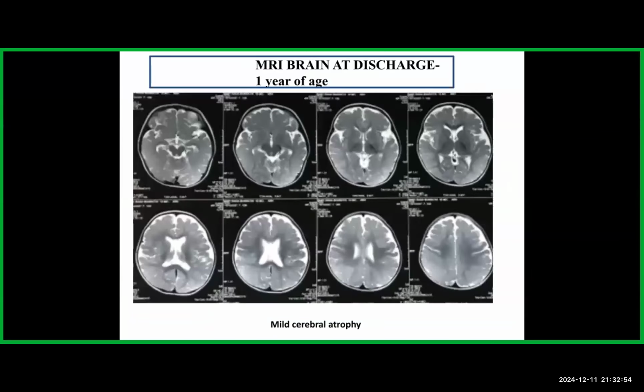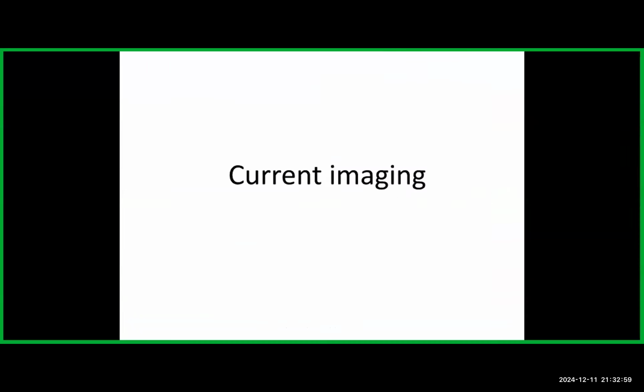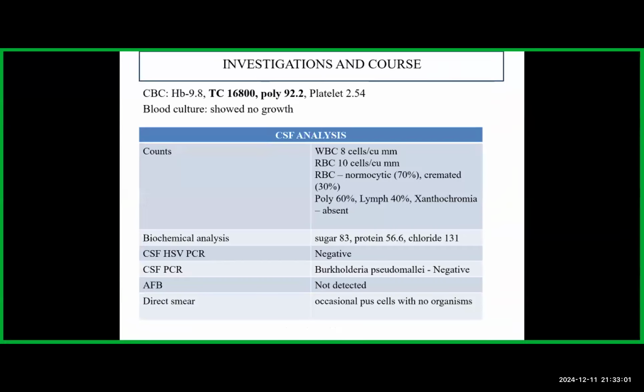This was the MRI done at 1 year of age. We could see mild cerebral atrophy noted in the frontal region. The current imaging will be discussed by Ranjit sir.